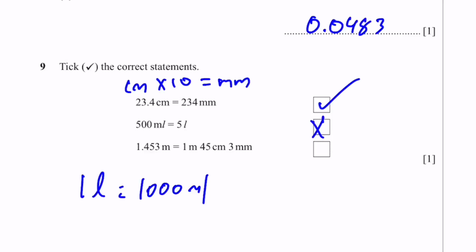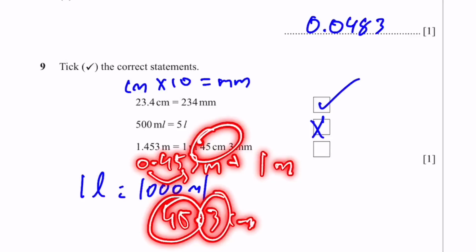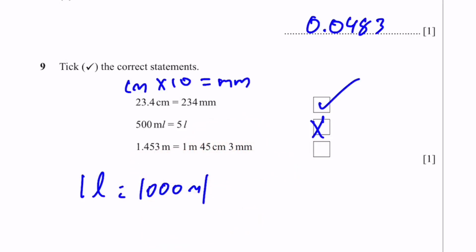1.453 meters is equal to 1 meter, 45 centimeters, and 3 millimeters. So the 1 meter is correct. And then let's take out the 1. So 0.453 meters plus 1 meter. Now this is equal to 45.3 centimeters. That means 45 centimeters and 3 millimeters. That means this is correct.